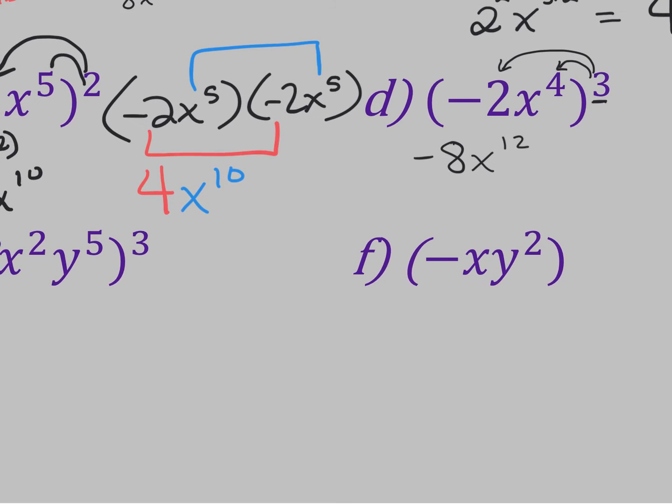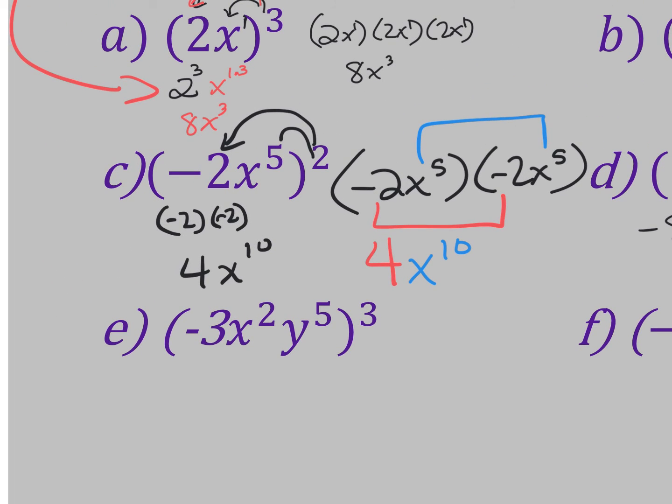Next one. This power of 3 goes to the negative 3. It's going to go to the x and to the y. So for the first one, negative 3 to the third power. Negative 3 times negative 3 is positive 9. Times another negative 3 gives me negative 27. And then for the next part, to the x, 2 times 3 is 6. And then finally to the y, 5 times 3 is 15.